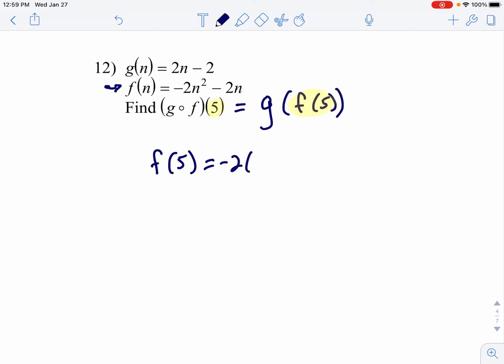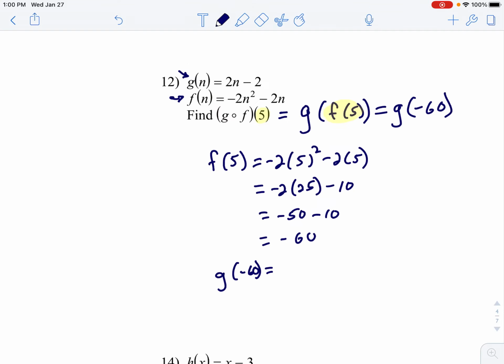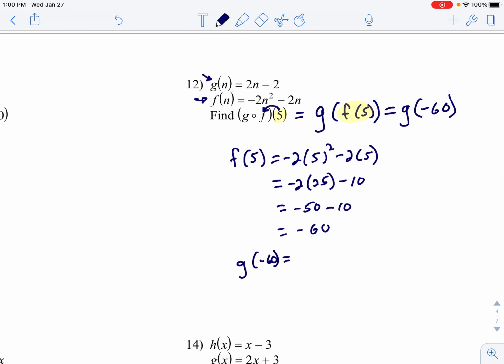So that's negative 2 times 5 squared minus 2 times 5. That's negative 2 times 25 minus 10. That would be what? Negative 50 minus 10, which is negative 60. So f of 5 is negative 60. That means I need to do g of the answer I just got. So now I need to plug negative 60 into this function. So it's kind of like a two-step process. Plug the 5 into that function and get an answer, then plug that answer into that function.